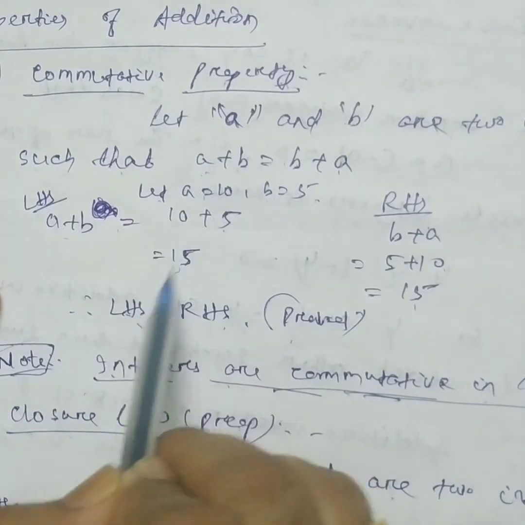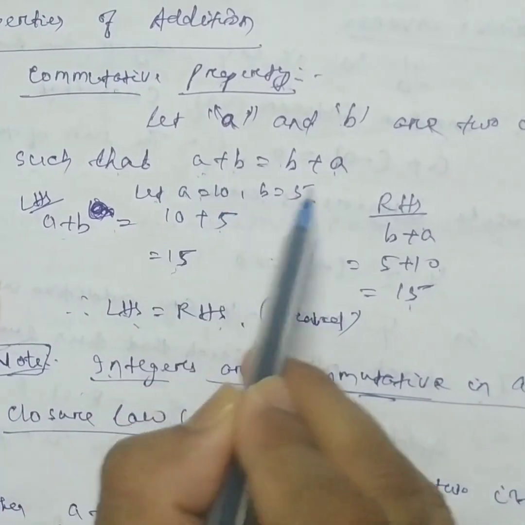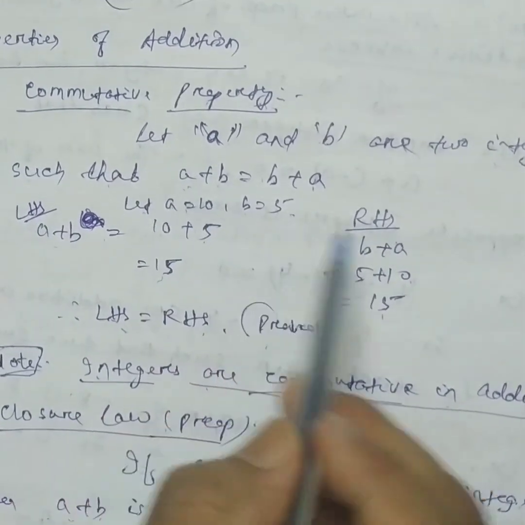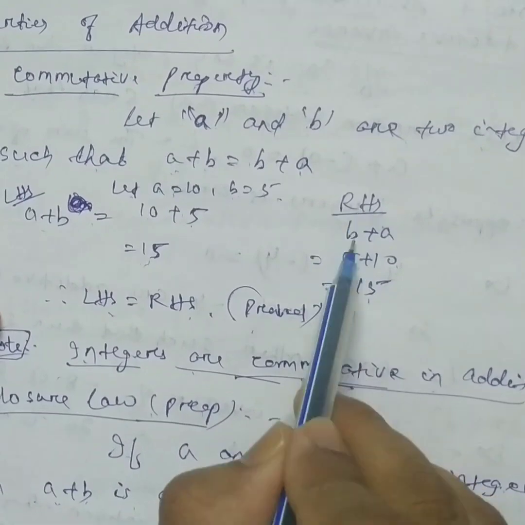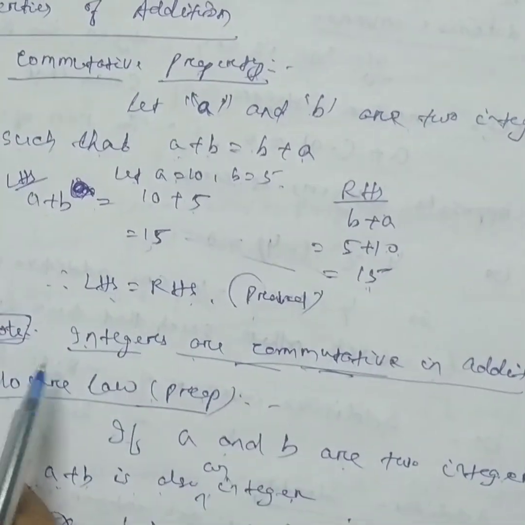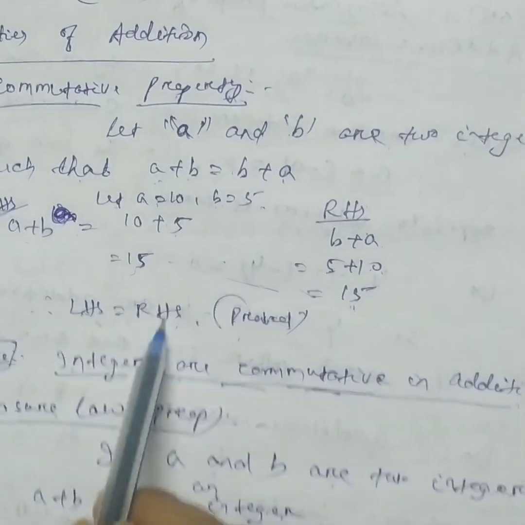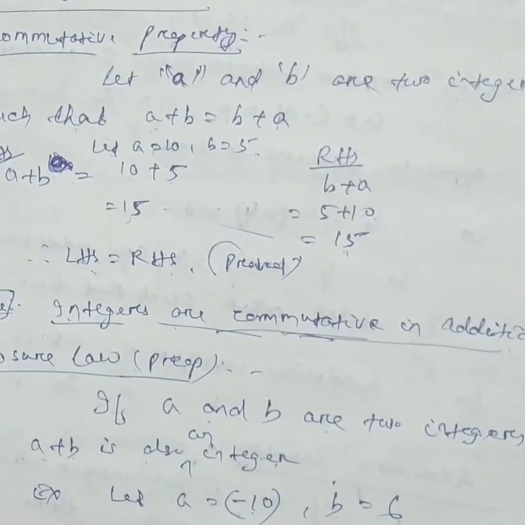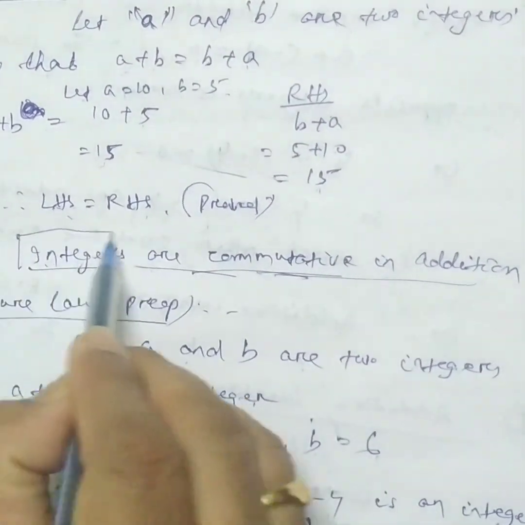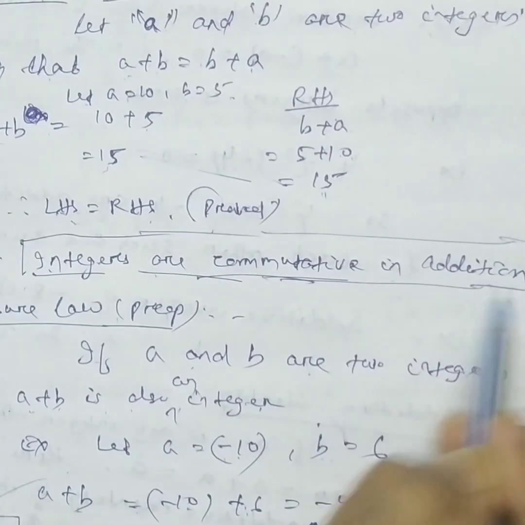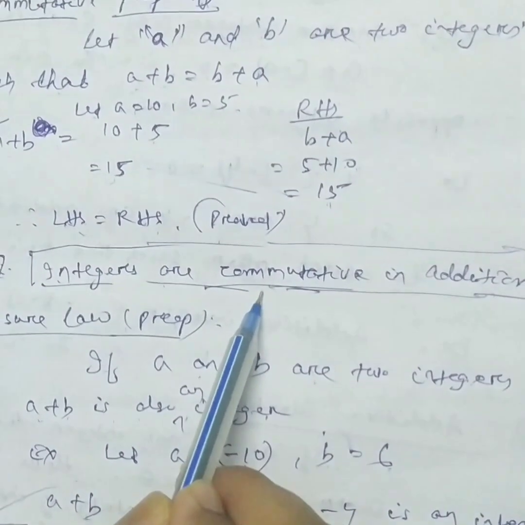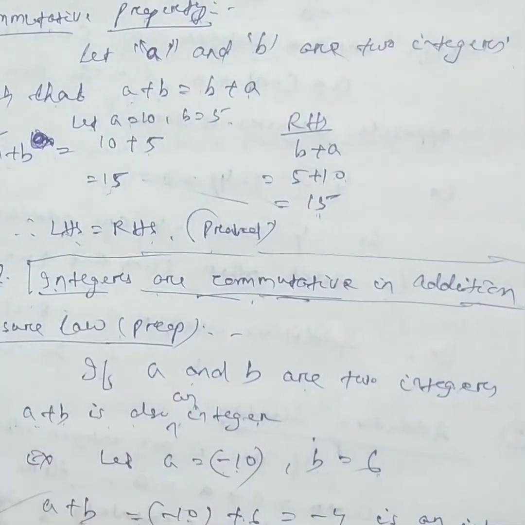So I have given one example here. I have taken a is equal to 10, b is equal to 5. LHS: a plus b, 10 plus 5, 15. You can take any other examples, negative and positive. RHS: b plus a, so b is 5 here, a is 10, 15. The answer is the same. LHS is equal to RHS, proved. So note this important point from this property: integers are commutative in addition. That means the commutative property holds good in addition for integers.